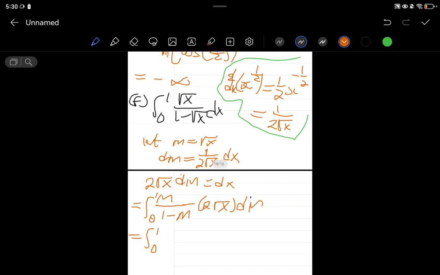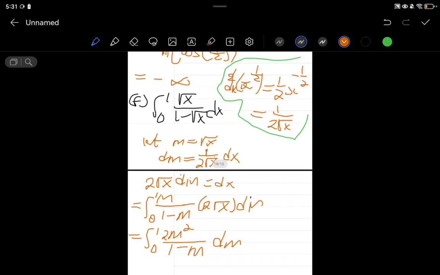So what is this one? We would get m times 2. What is root of x? It is m, right? So m times m will give m squared over 1 minus m, times 2 dm. Do you agree here? This is the second standard of u substitution. Usually the majority don't know this second standard, but when you get deep into understanding u substitution, you realize that you can get to this part of u substitution.